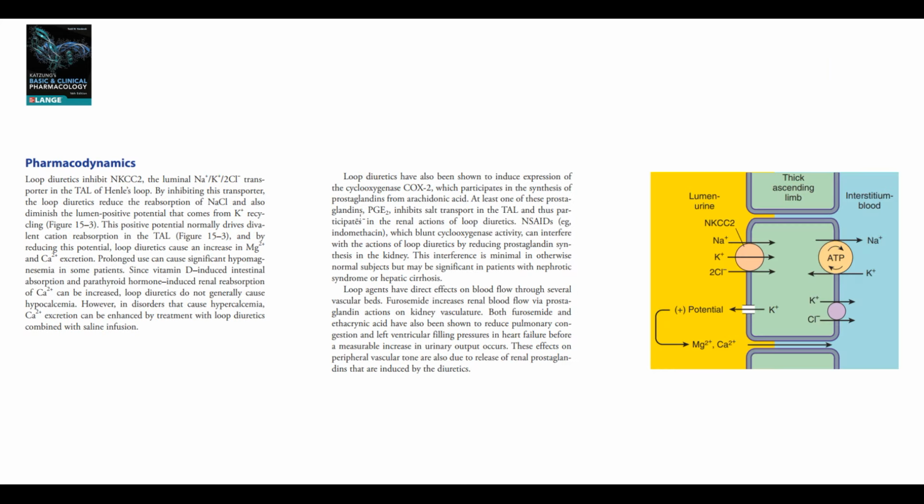Loop diuretics inhibit the sodium-potassium-chloride transporter, which is located in the ascending limb. By blockage of this transporter, they decrease the reabsorption of sodium, chloride, and potassium. But loop diuretics also have an indirect effect. Through the decrease in potassium reabsorption, they cause a decrease in lumen-positive potential, which in turn causes an increase in magnesium and calcium excretion. To explain their mechanism of action, first of all, we have to recall the physiology of the ascending limb of the loop of Henle.